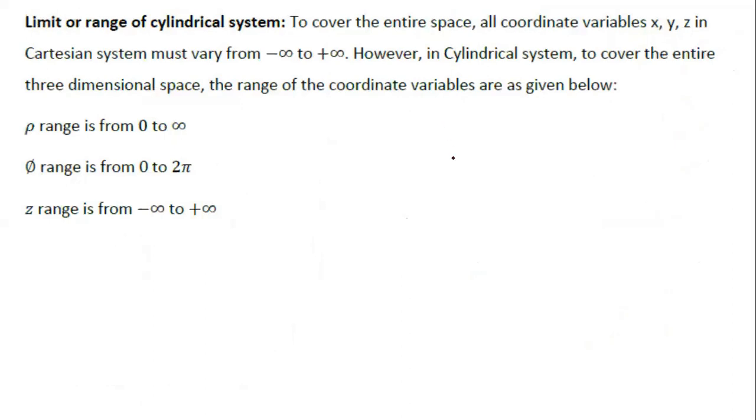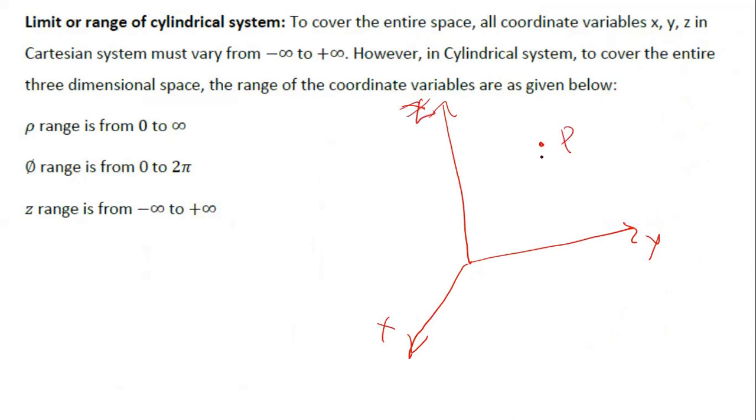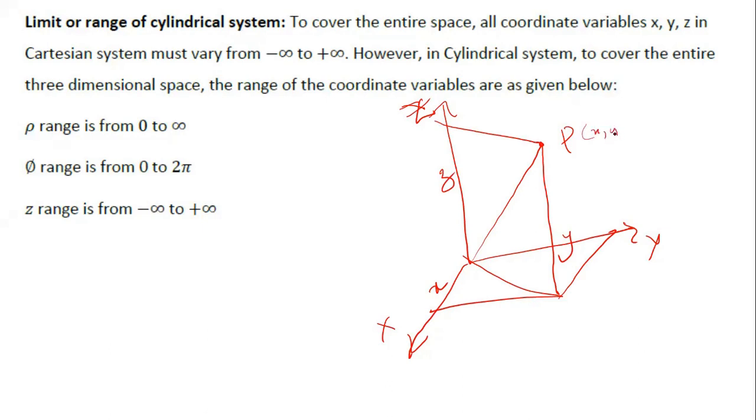Okay, let me write it here. I don't want to make a mess out of the drawing. So let's say this is your x, y, z coordinate system, Cartesian system, and let's say we have a point P. We can define the location of this point P. If I drop a perpendicular here, I can find the x coordinate value and the y coordinate value, and similarly the z coordinate value. I can define the location of the point P with x, y, z coordinate variables. I can locate the point, right?